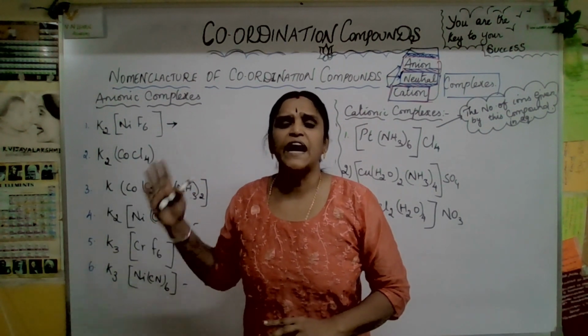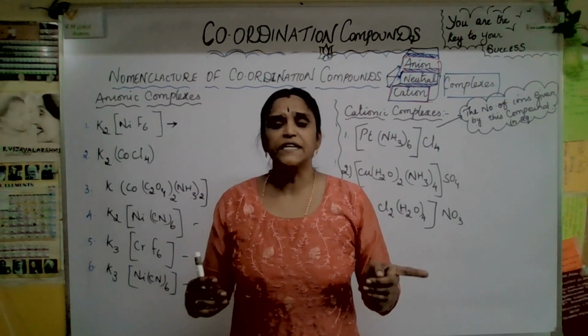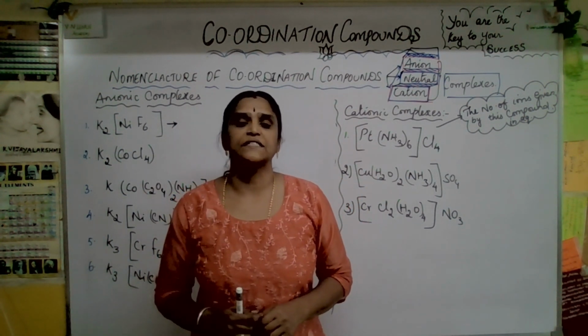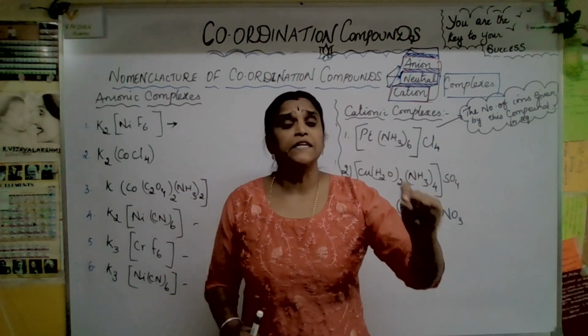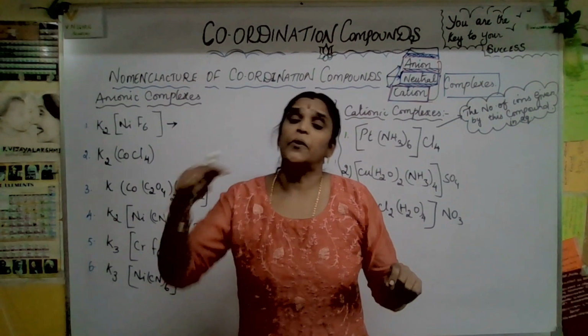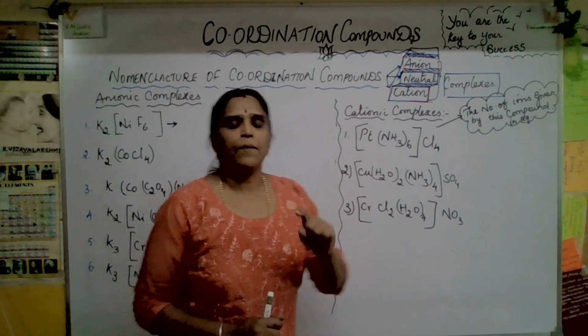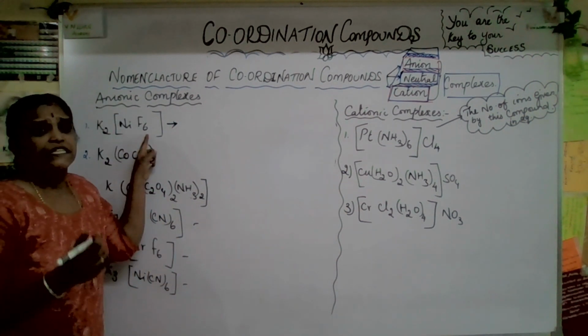Very easily we can identify, as we look at the compound only, whether it is an anionic complex, a cationic complex or a neutral complex. And one more thing, how many ions are present in the coordination complex compound in aqueous medium, let us identify that also. Come on, let us learn the first one, K2NiF6.